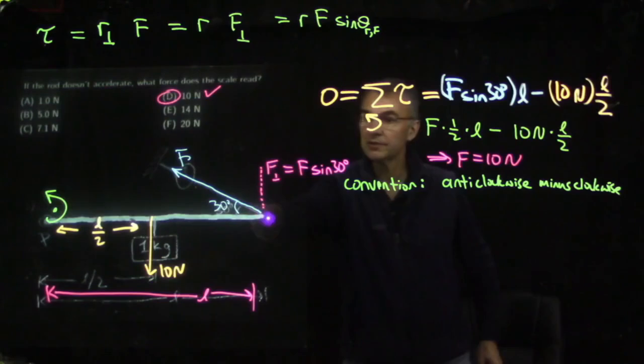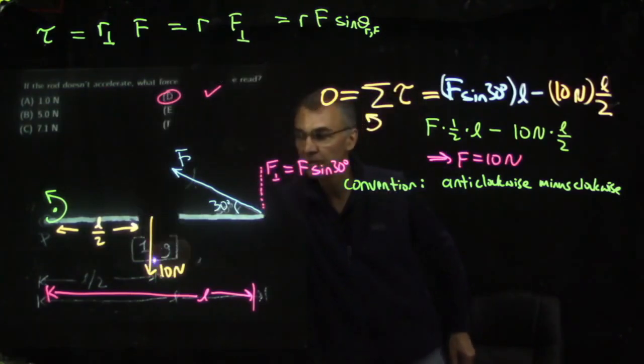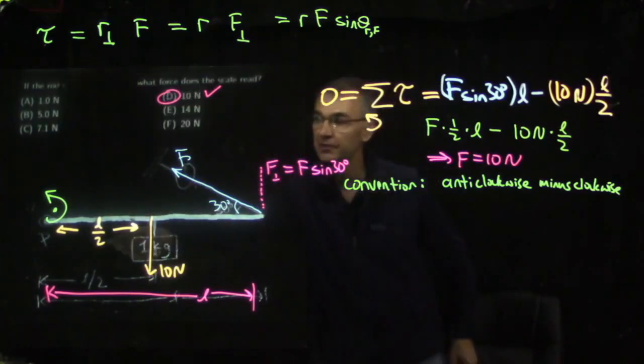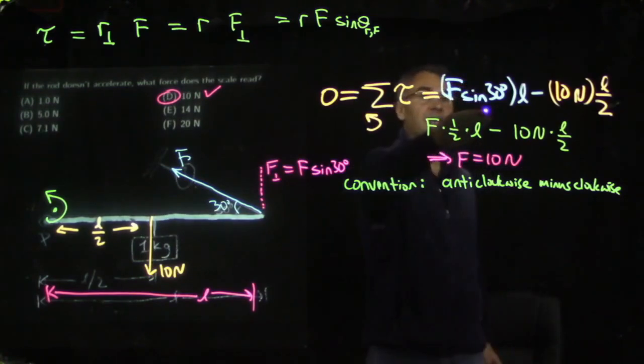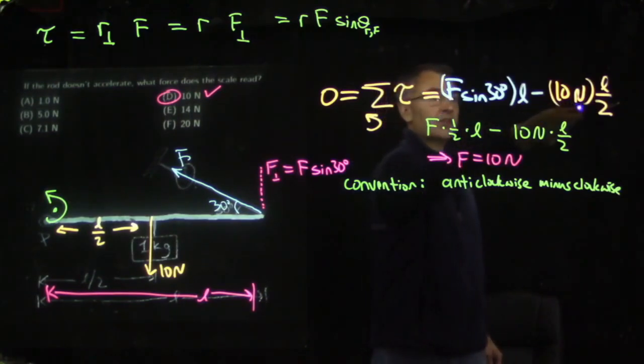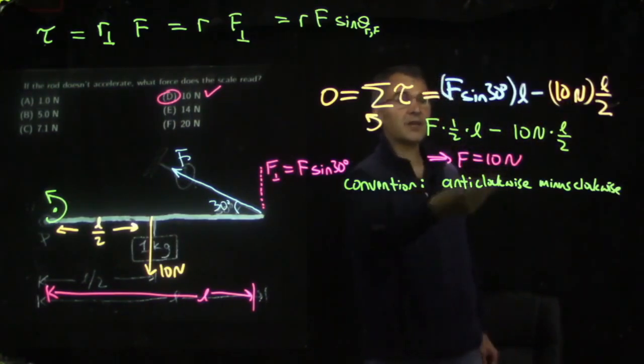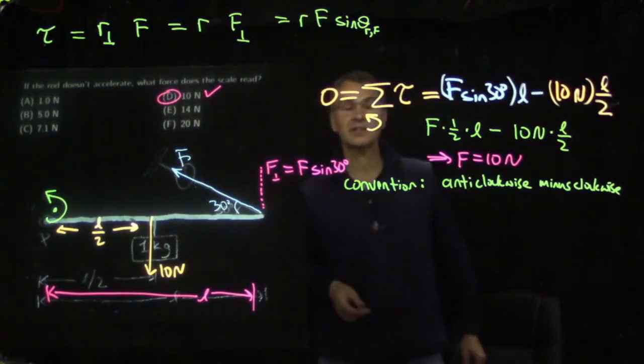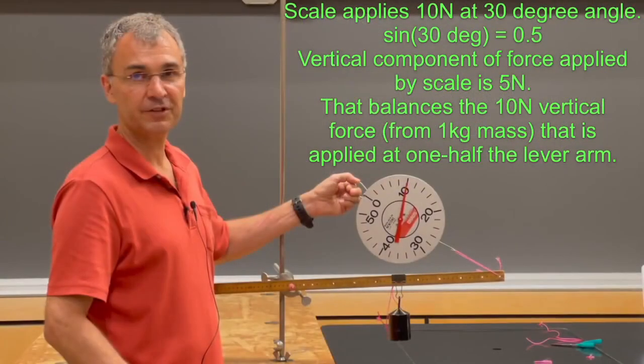Horizontal displacement times vertical force, horizontal displacement times vertical force. Anti-clockwise is positive, clockwise is negative. Sine of 30 degrees is a half. This is F times a half times L minus 10 newtons times L over 2. So that works out if the force is 10 newtons. So I think I like D, delta. The force is 10 newtons.